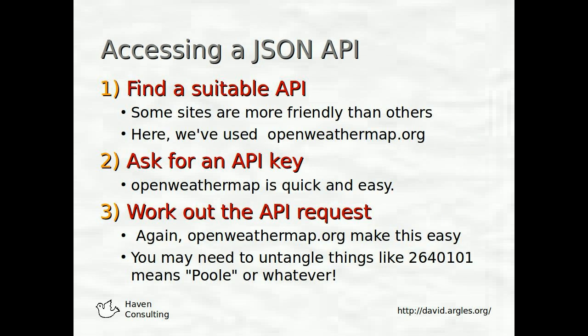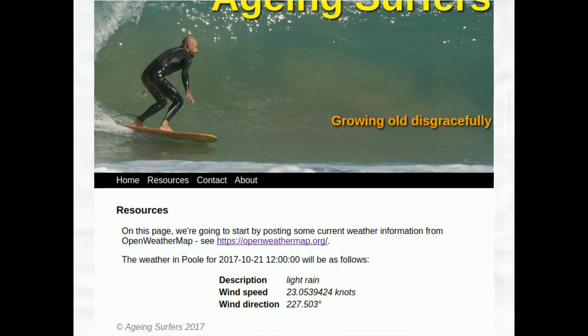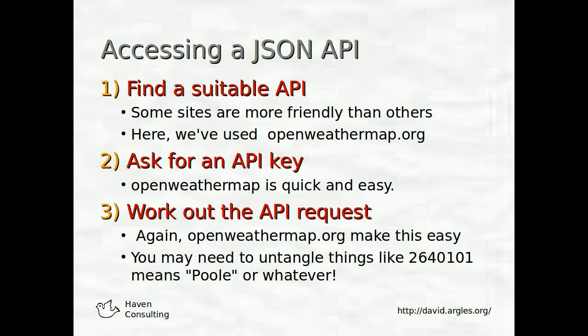So how are we going to actually do this business of accessing a JSON API? What we're going to do is find some weather data for our Aging Surfers website, and display current data for a particular place. In order to do that, we need to find a suitable API. There are quite a few weather sites out there, and some sites are more friendly than others. For this example, we've decided to use openweathermap.org. They're an excellent site and they make things easy for us.